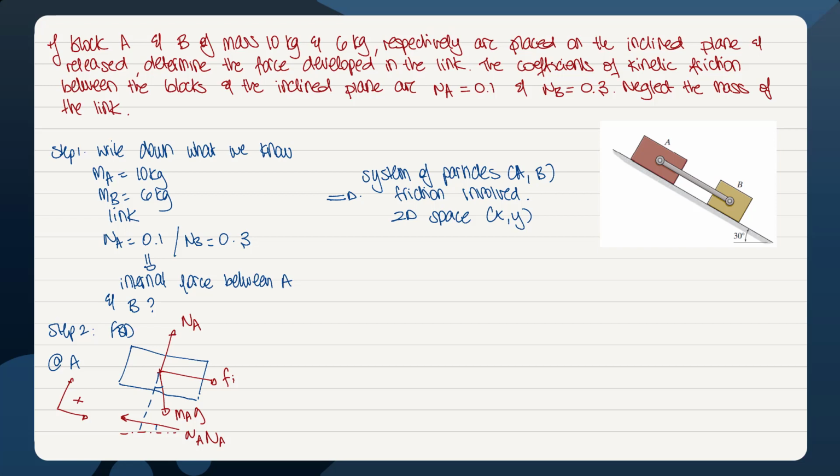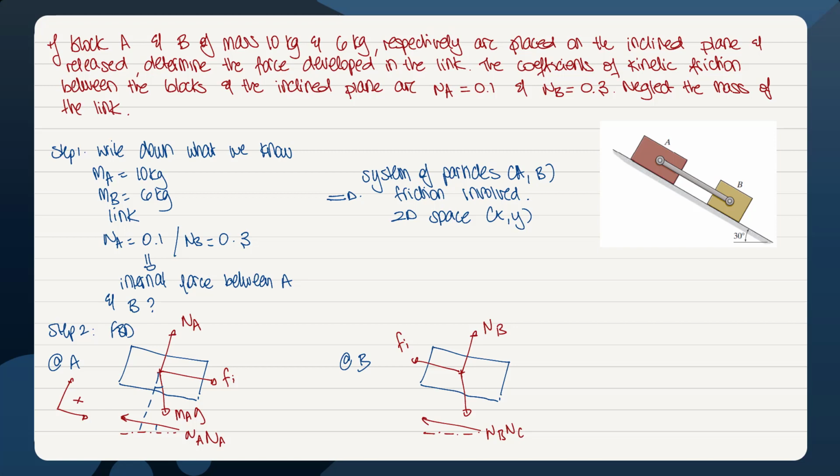So for B, we can draw the free body diagram as well. The box is subject to the weight, MBG. It also has a normal reaction force, which is perpendicular to the inclined surface, NB. It has a frictional force which opposes motion, so it's towards the left, mu B NB. And finally, it has the internal force, which is applied by the link, Fi.